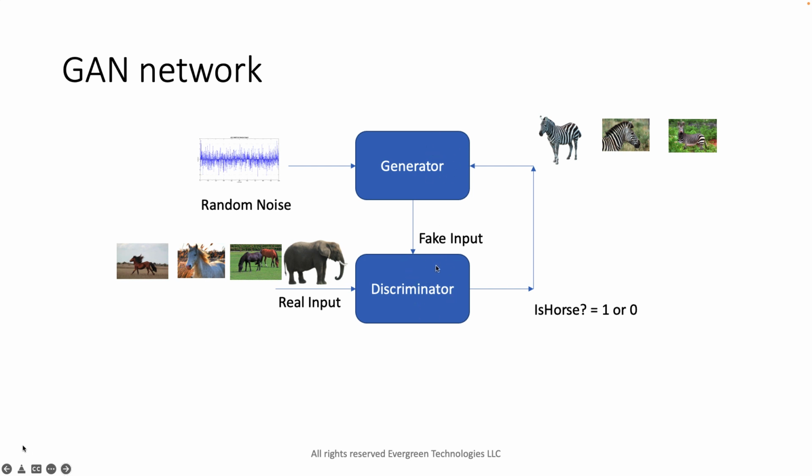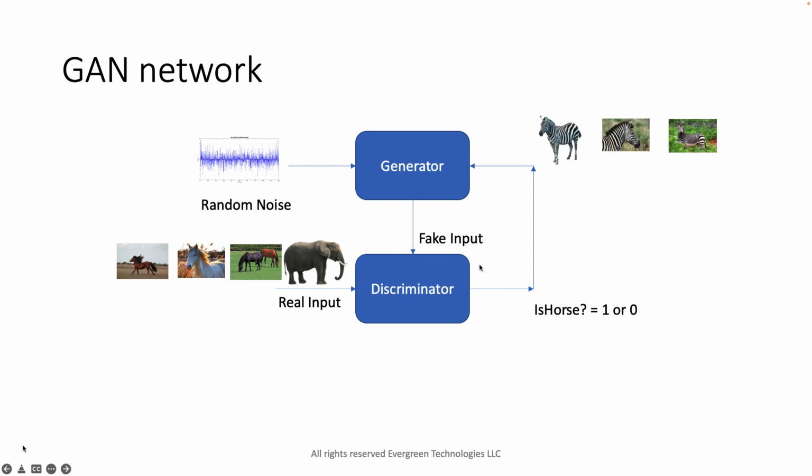So the generator gets better at generating the horse images, and the discriminator will get better at differentiating between this real input, this real image which is coming from here, and the fake image that is coming here, right? So both try to get better at each other, but eventually what will happen is this generator will get better at generating the image of a zebra, right? Because that's the goal which we have set it to do.